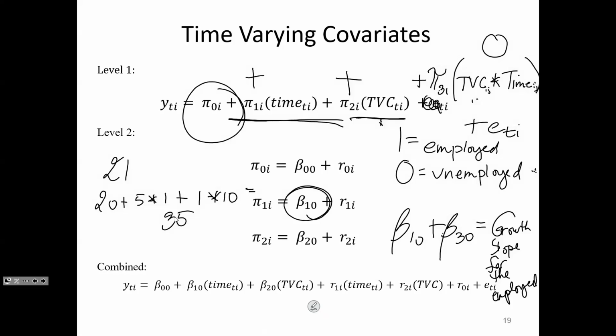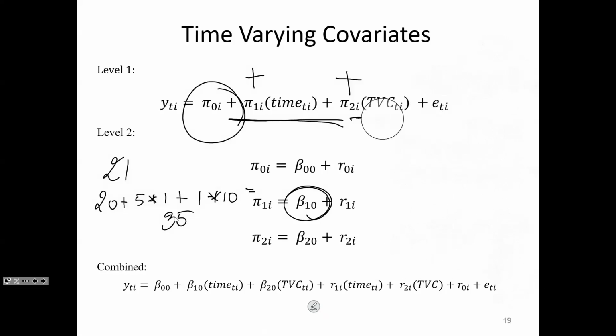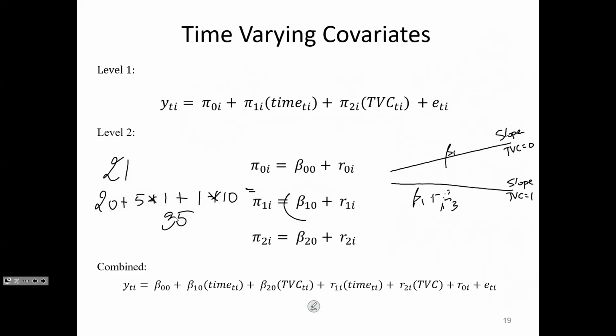When we map this, maybe I won't go any further than that right now, but what we're going to see is that we can actually map this out, and you can imagine it something like this. Let's say this is the slope, assuming that the TVC is equal to 0. And then you might get something like this, the slope when the TVC is equal to 1. Again, this might be my beta 1, and this is my beta 1 plus my beta 3.